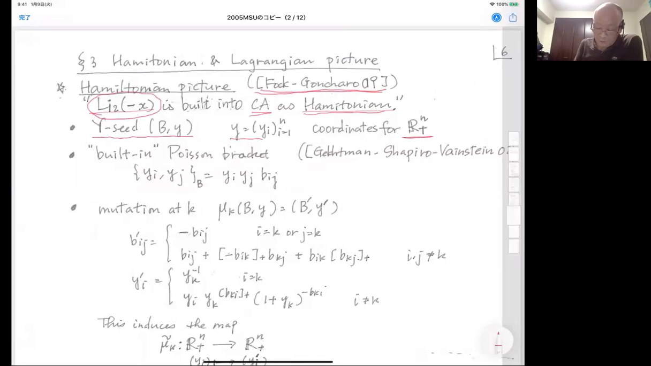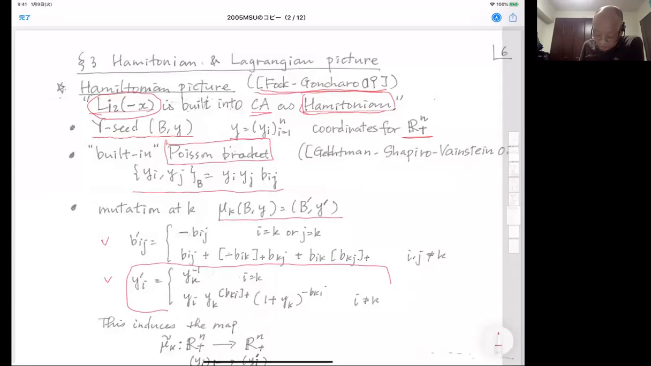And because a Hamiltonian requires a Poisson bracket, we have a built-in Poisson bracket for this y variable. This is due to Gekhtman, Shapiro, Weinstein. Yeah, and this is a well-known thing. And now I finally recall the mutation of the y seed here, and b prime is our ordinary exchange mutation of the exchange matrix. And also y, this is a general expression of a mutation of the y variable. I wrote it because I need this expression.